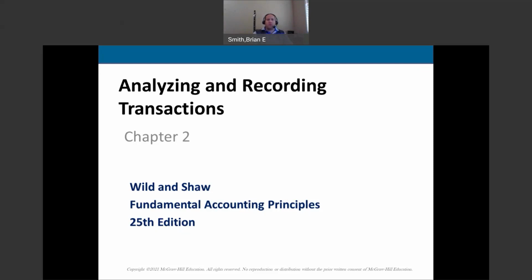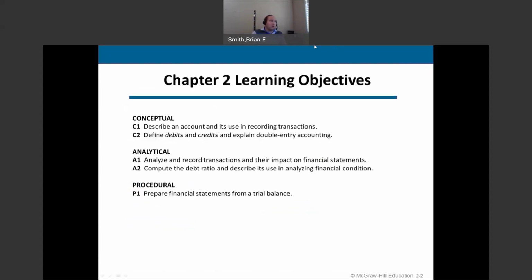So today we're going to be talking about analyzing and recording transactions. We talked about this a little bit in Chapter 1, but our focus was primarily on the accounting equation. But we're going to go ahead and introduce some new areas to make it a little bit more accounting-wise.